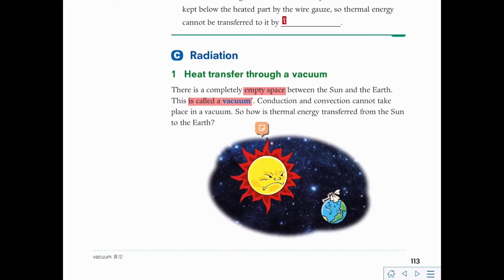Now, let us have a look at radiation. Radiation. Heat transfer through a vacuum. There is a completely empty space between the sun and the earth. This is called a vacuum. Conduction and convection cannot take place in a vacuum. So how is thermal energy transferred from the sun to the earth?